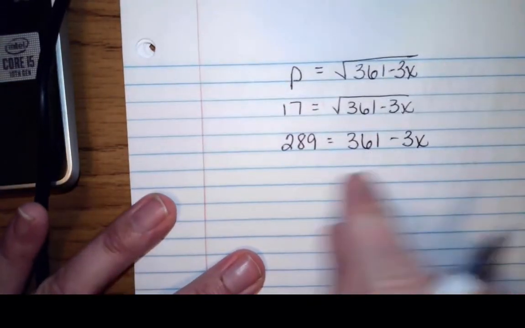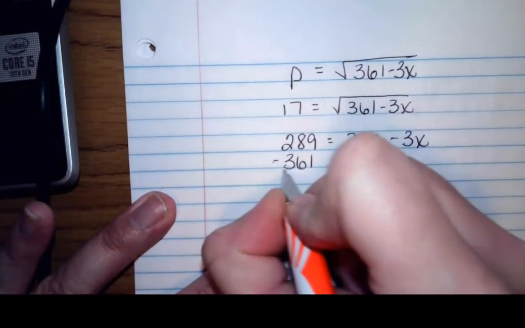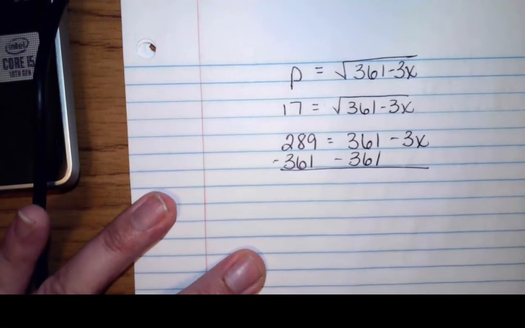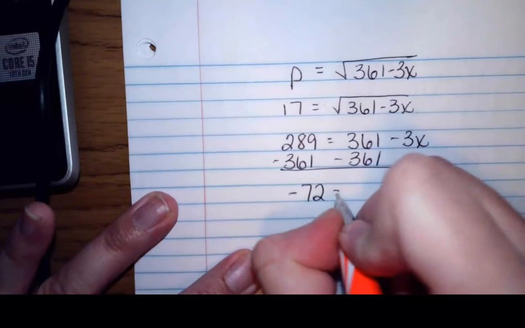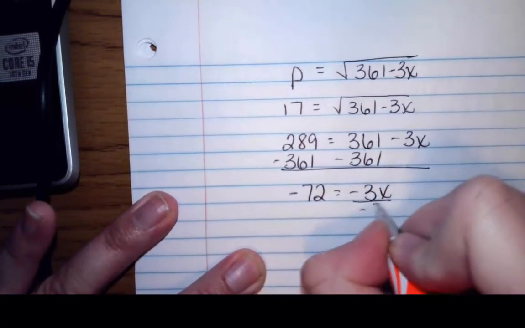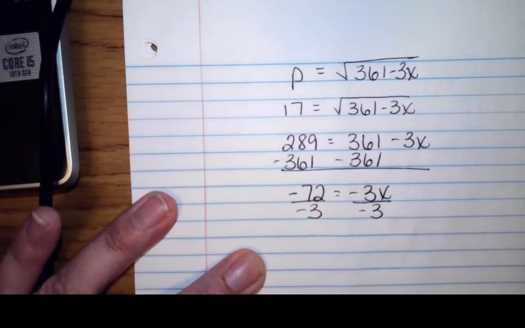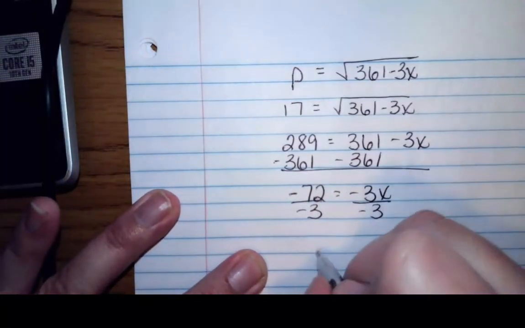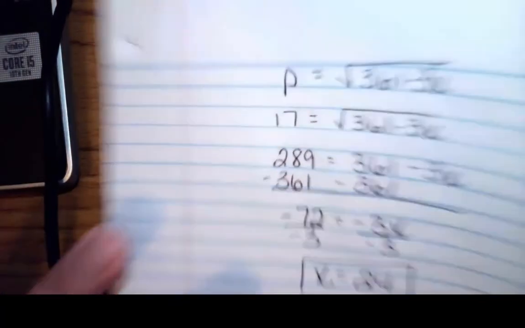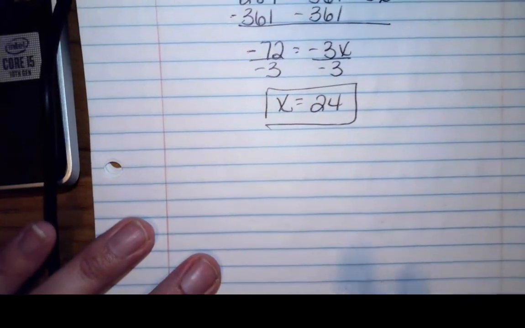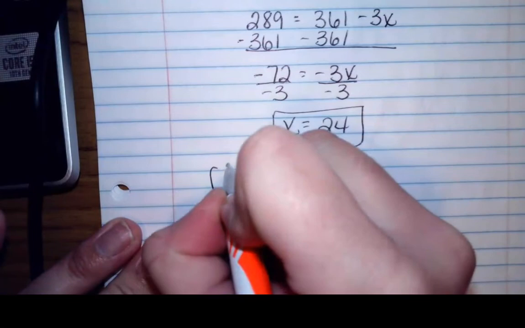Okay, so I'm going to subtract 361 from both sides. So 289 minus 361, and I get negative 72. And then divide both sides by negative 3. And I get x equals 24. So x equals positive 24. So at this point, we know that our limits of integration are going to go from 0 to 24.